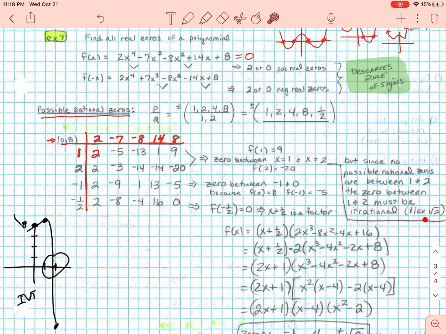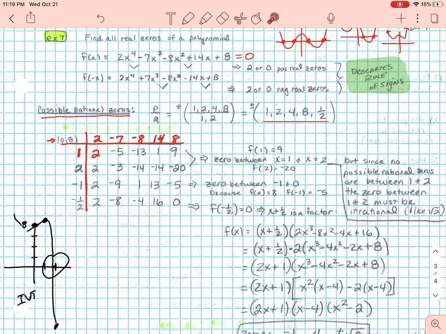And so it could be an irrational like radical 2, because that's 1.4. All right? But we don't know what it is. So now we got to try another one. Well, we've already found that there's going to be either none or two positive real zeros, right? And this is a positive real zero, and it's irrational. So I guess we know it has to probably come back up again.